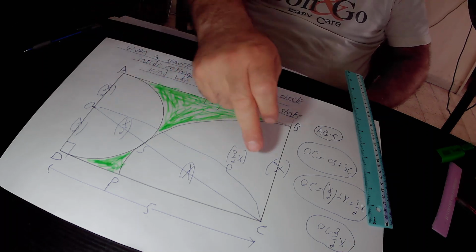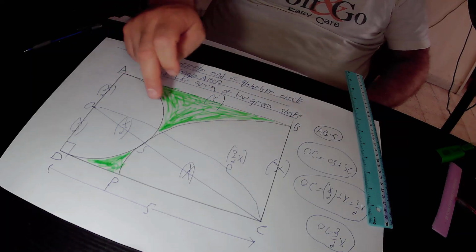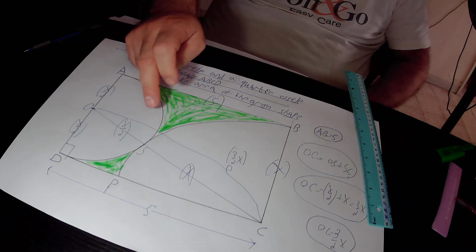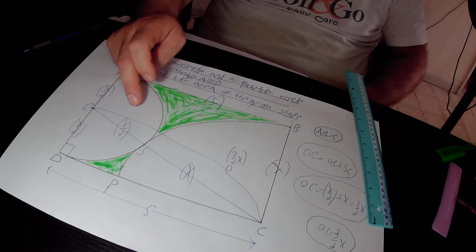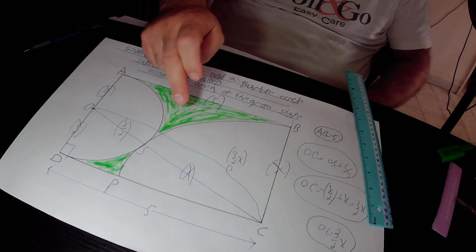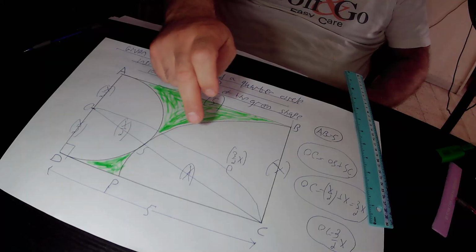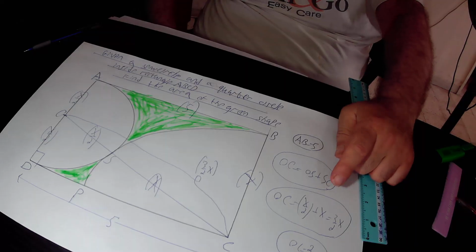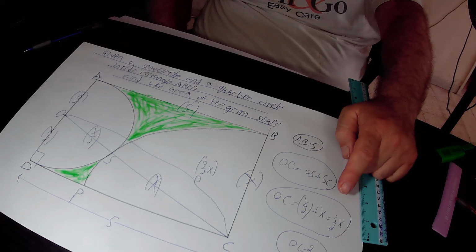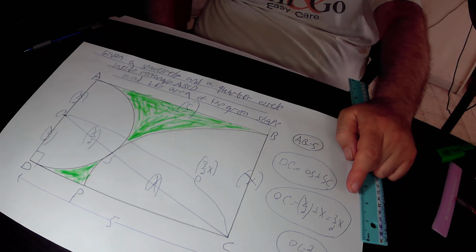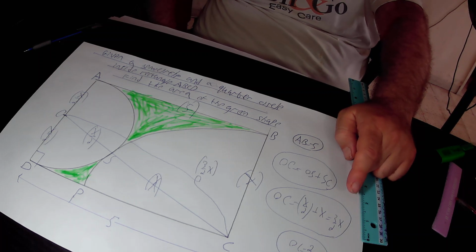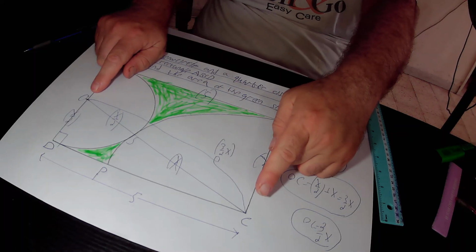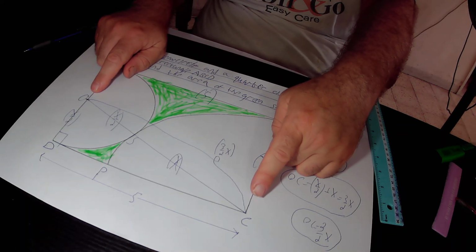But if OSC is one straight line, it means that OC must be equal to OS plus SC. So OC equals OS, the radius of this semicircle, that is x over 2, plus SC, the radius of this quarter circle, that is x. So in total, OC equals x over 2 plus x, that is either 1.5x or 3 over 2 times x units in its length. So OC is equal to 3 over 2 times x units in its length.